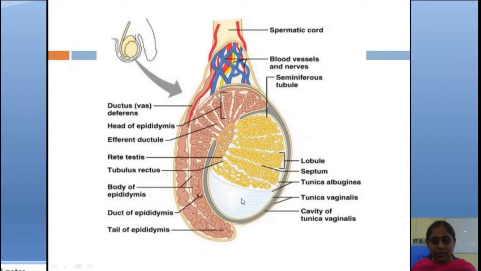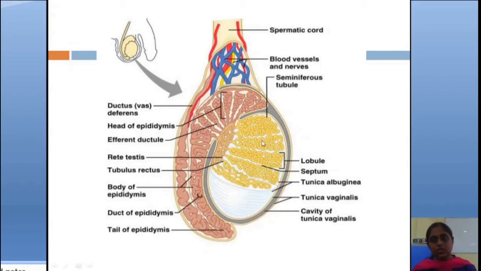This is the tunica albuginea. It is very transparent, and it acts as a protective layer to keep these seminiferous tubules intact. These yellow-colored, tube-like structures are the seminiferous tubules, placed in a single lobule. All these seminiferous tubules converge together, forming a tube-like structure at one end of the testis, and this convergent structure is called the rete testis.